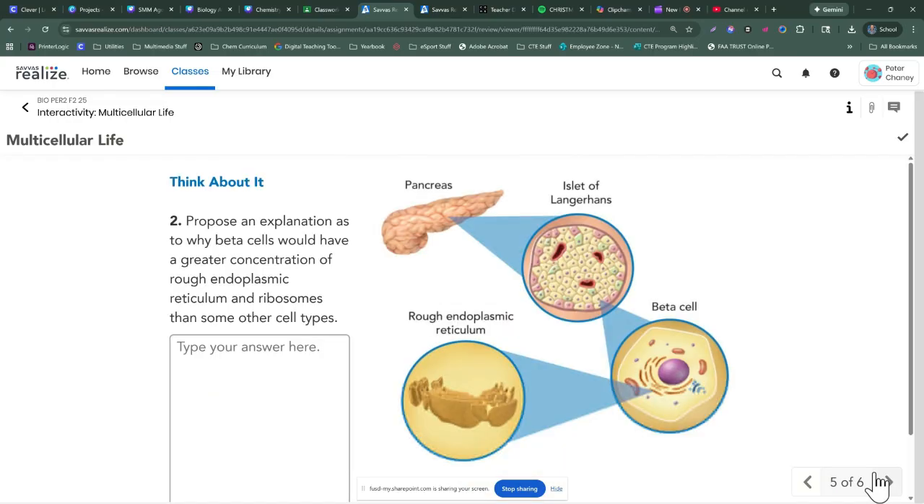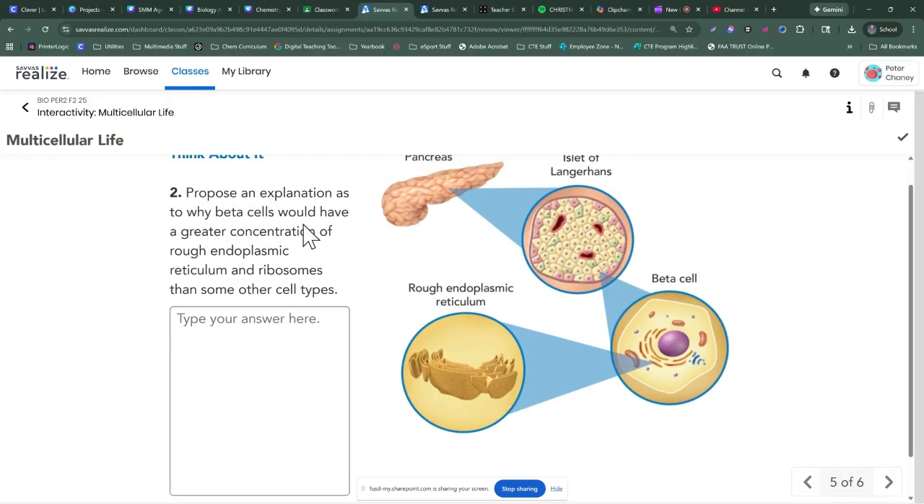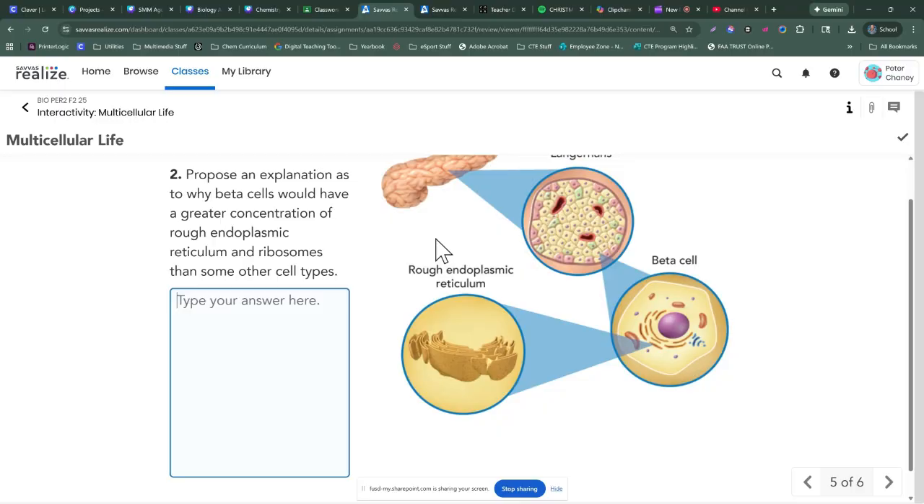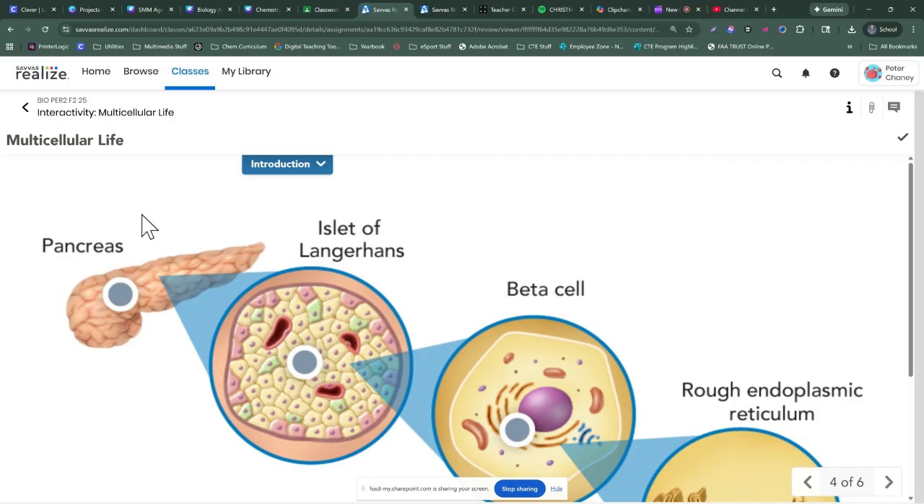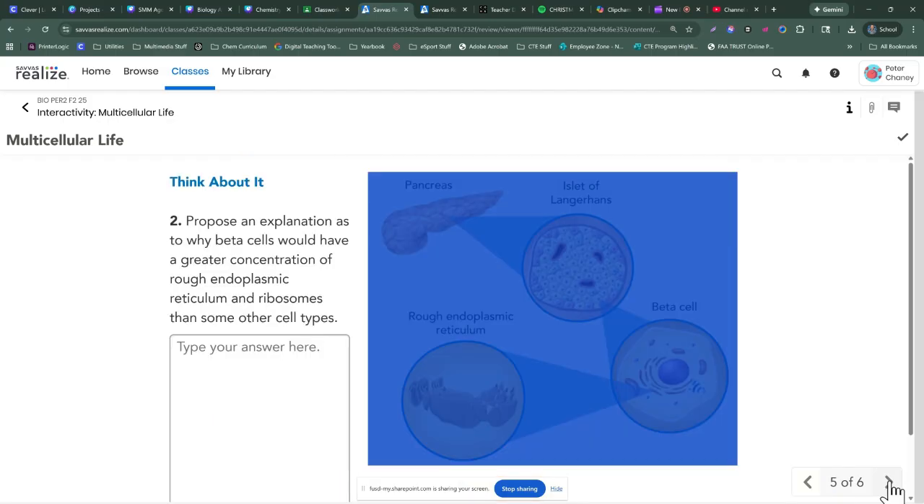This says, think about it. Propose an explanation as to why beta cells would have a greater concentration of rough endoplasmic reticulum and ribosomes than some other cell types. So propose means based on the information that you have read about in slides 1 through 4, why might this be? Okay. So we have a diagram of what we read about in the past. So you can go back to slide 4 if you need to read through those things again. And then lastly, we have a question based on this graph.